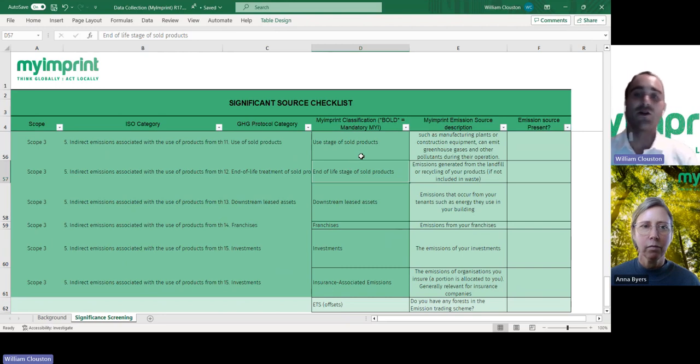And yeah, just again to note, so after this process, we will go through whether we will include these emission sources or exclude them. And if you have any questions whether your product has got that emission source, just get in touch.